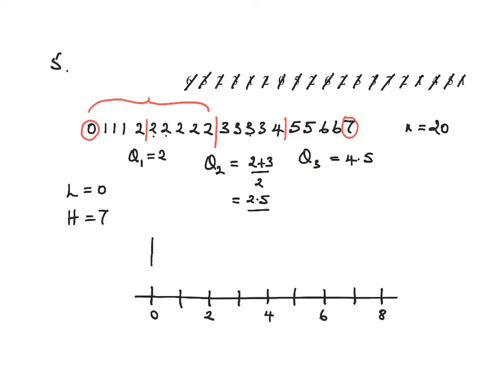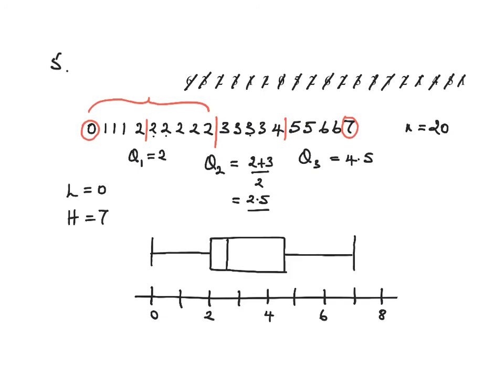And I'm going to have a vertical mark at 2. Another at 2.5, which is halfway between 2 and 3. And another at 4.5, which is halfway between 4 and 5. And the final one will be at 7, which is along here. Now the box is formed here, and a horizontal line joins the box to each of these points.